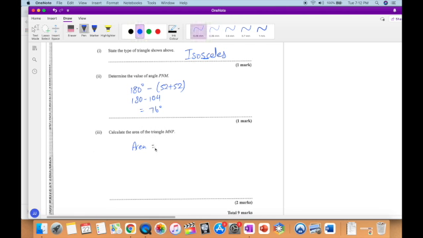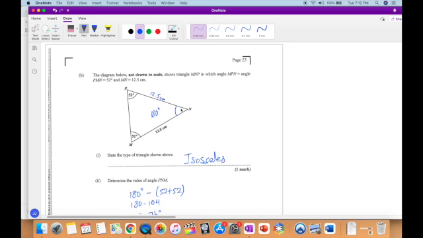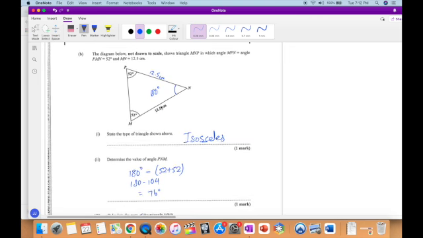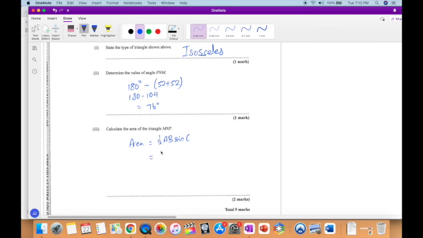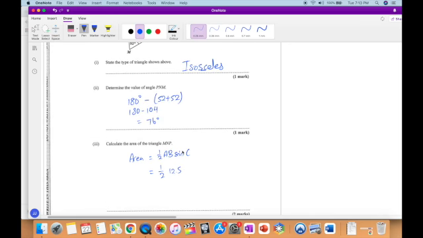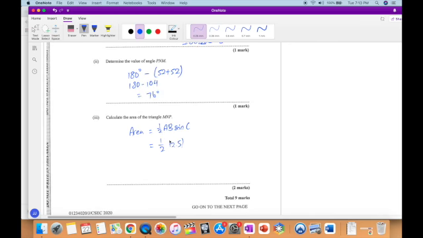But no, it's 1/2 ab sine C, where C is this angle. We will use this angle here, which is 76. And a and b will be the two sides on either side of that angle, right? So that means that we have 1/2 times a, which is 12.5. Is it 12.5? Times b, which is 12.5, times sine of C, which is 76.